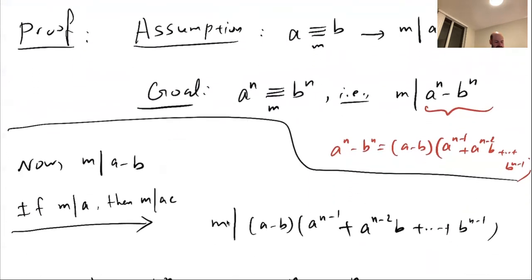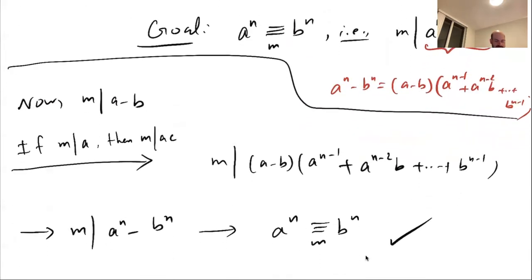So now M divides A minus B. If I use the property that if M divides A, then M divides AC for any number C, my A here is A minus B. M divides A minus B. Therefore, M divides A minus B times this extra factor. This is my assumption. But then A minus B times this extra factor will be simply A to power n minus B to power n. So this means A to power n is congruent to B to power n mod M. So this is the proof.